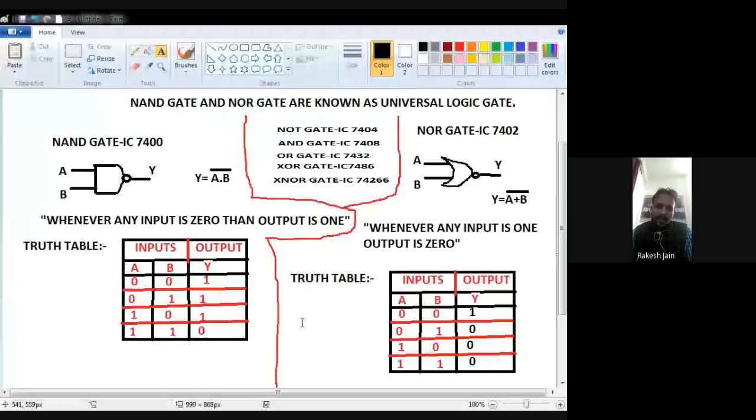We will prove it in the laboratory also. During the afternoon session there will be a lab of digital electronics. In that lab we will perform the NAND gate and NOR gate logic gates, the first practical. We will build the circuits, connect the lights and the switches, and we will see that if we perform the practical of the NOR gate, whenever any input is 1, then output will be 0. It means whenever input lights are on, then the output light is always off. You will see. So this is all about the NOR gate.